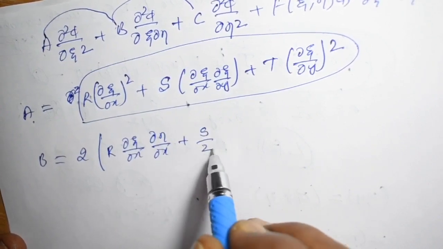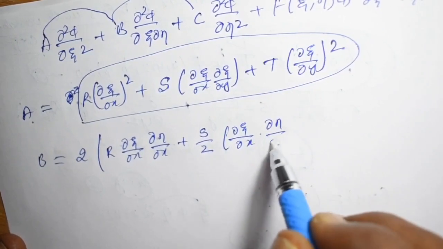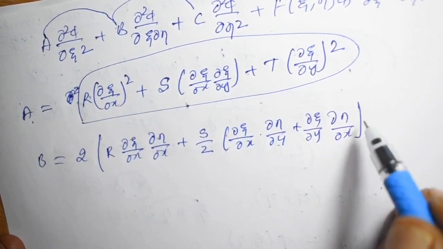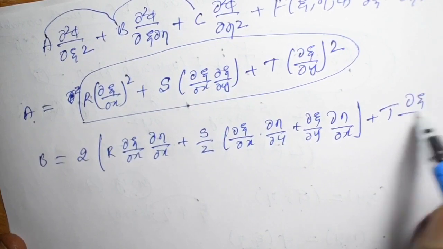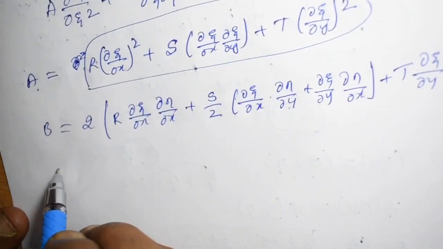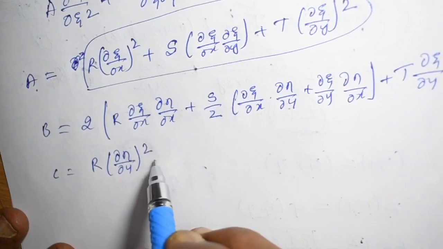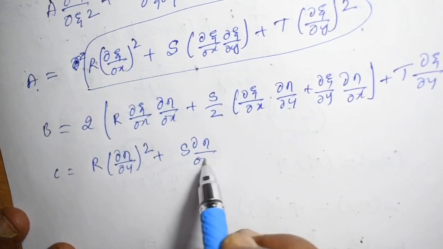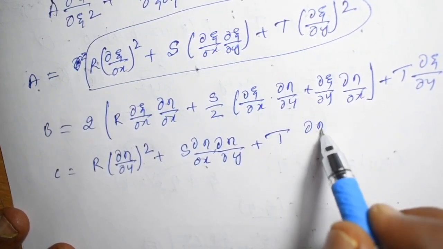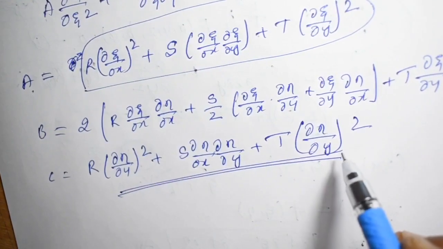plus s by 2 into del xi by del x, del eta by del y plus del xi by del y into del eta by del x, okay, plus t into del xi by del y into del eta by del y. So this is about B and C is given by capital R into del eta by del x whole square plus S into del eta by del x into del eta by del y plus capital T into del eta by del y whole square. So these are the substitutions I have taken.